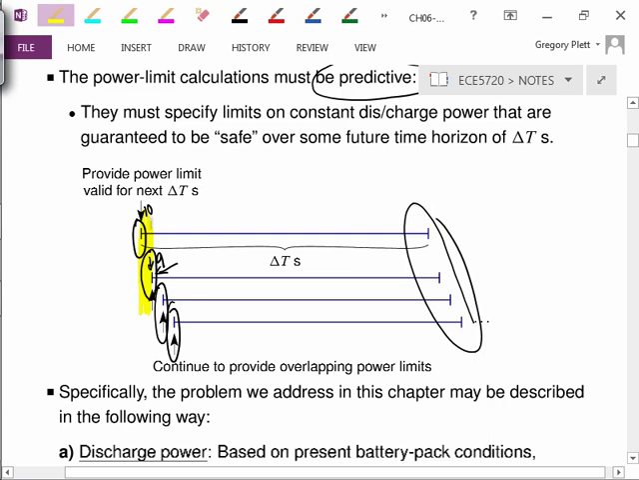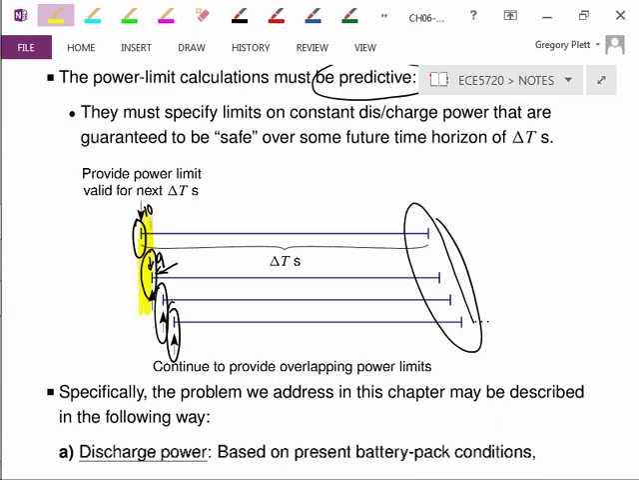However, we don't want the power limits prediction to change too much, too rapidly. We want them to be as accurate as possible, in which case they would change fairly slowly and smoothly over time, because if I have an abrupt change in the power limits, the load is going to have to obey those, and maybe it's going to cause very non-uniform performance and a perception of bad drivability if it's a vehicle or something like that. So it's predictive over delta t seconds, but I get to update my prediction much more quickly than that.